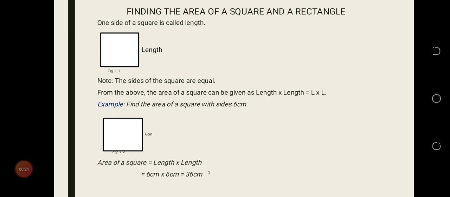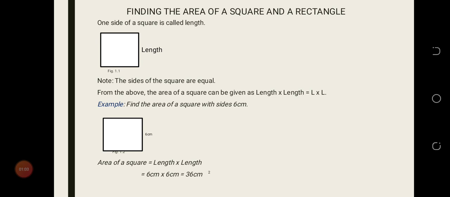One side of a square is called length. As you can see in figure 1.1, one side of a square is called length. Note, the sides of the square are equal, which means a square has all its sides equal. From the above, the area of a square can be given as length times length, which is equal to L times L. So to find the area of a square, you multiply length by length, okay?